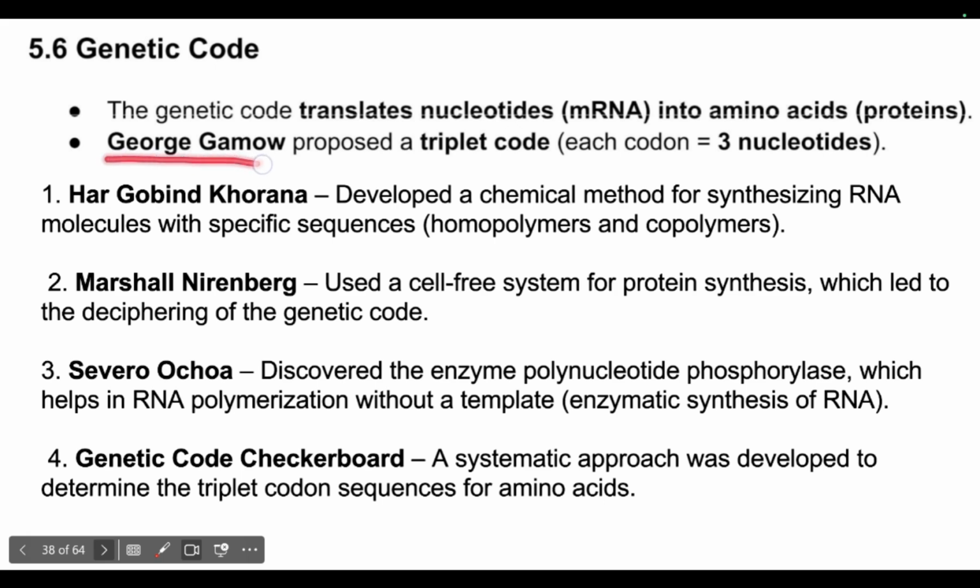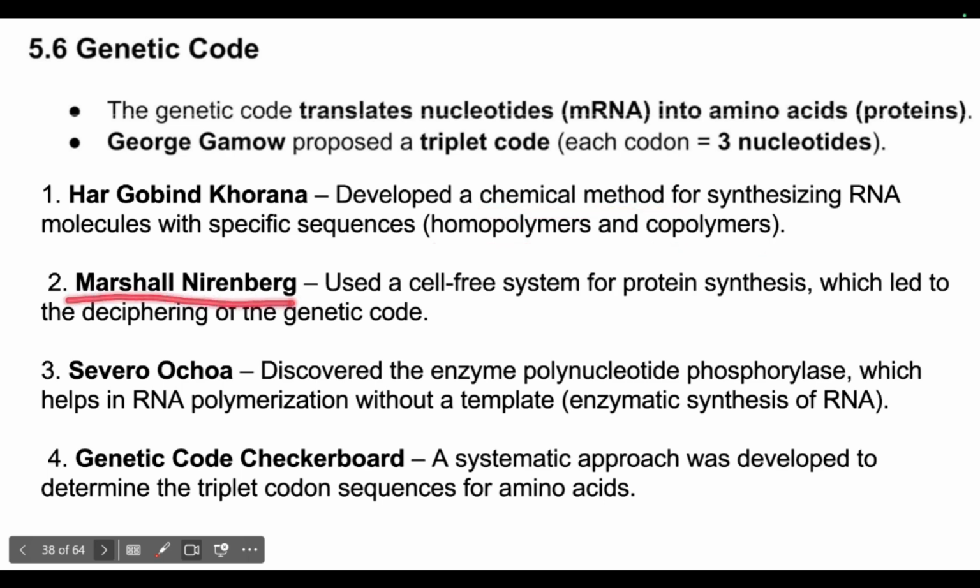George Gamow for the first time proposed that the genetic code is triplet in nature, that is, each codon has 3 nucleotides. But George Gamow hadn't performed any experiment to prove that the genetic code is triplet. The experiments were performed by subsequent scientists. For the first time, Har Gobind Khorana developed a chemical method for the synthesis of RNA, and here he said that the genetic code is triplet. For that he used homopolymers and copolymers. So the keyword here is he used a chemical method and he formed homopolymers and copolymers.